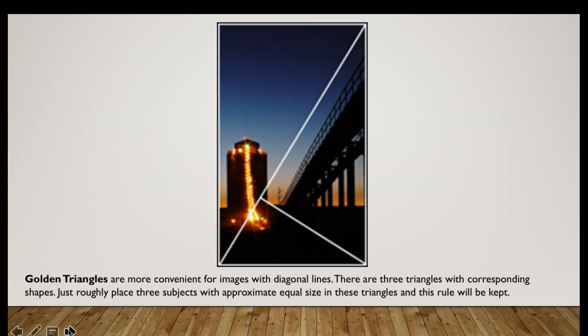Golden triangles are more convenient for images with diagonal lines. There are three triangles with corresponding shapes. Just roughly place three subjects of approximately equal size in these triangles, and this rule will be kept.